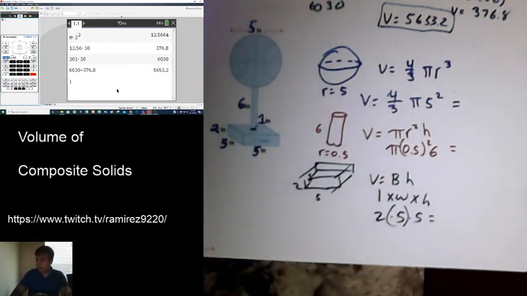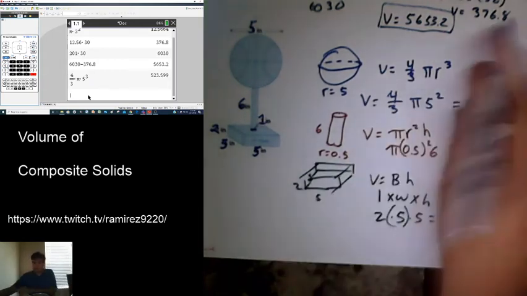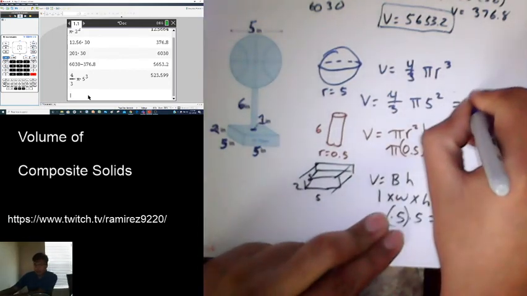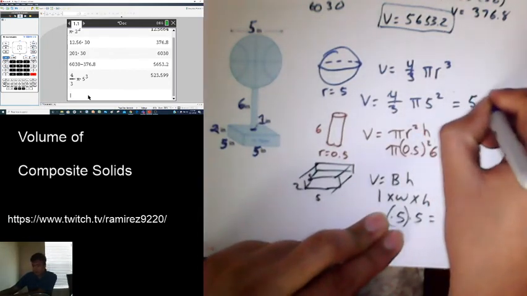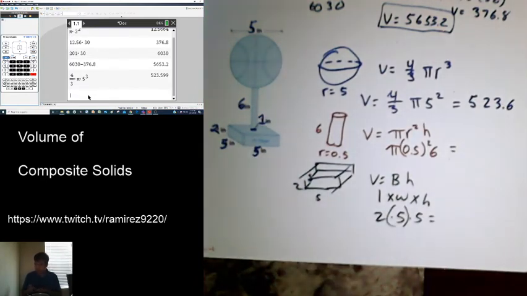So I have here this 4/3 times pi times 5 cubed. So this one gives me 523.6. The units are inches cubed.